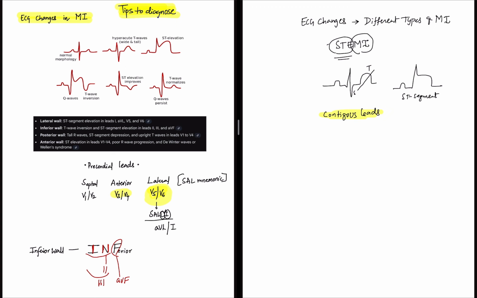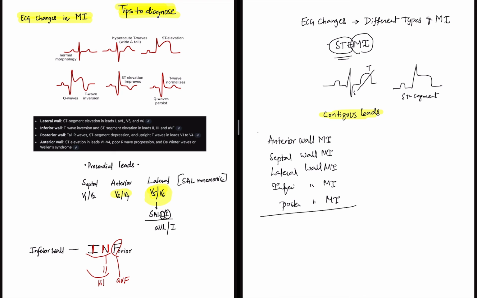So what are the different types of MI you expect? If it involves anterior wall, then we call it an anterior wall MI. If it involves septal wall, it is septal wall MI. If it involves lateral wall, then it is a lateral wall MI. Similarly, if it involves inferior wall, then it is an inferior wall MI, and posterior wall MI if it involves posterior wall. Right? These are the different types of myocardial infarction you see based on the involved wall of the heart.